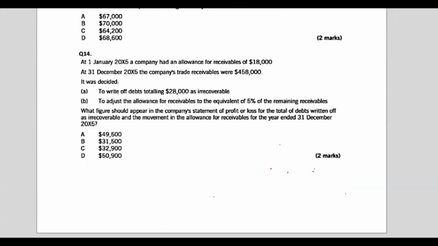At 1st January 2015, a company had an allowance for receivables of $18,000. At 31st December 2015, the company's trade receivables were $458,000. So what was the answer for number 10? Hello, sir. Yes, sir. It was D. The answer was D, sir.